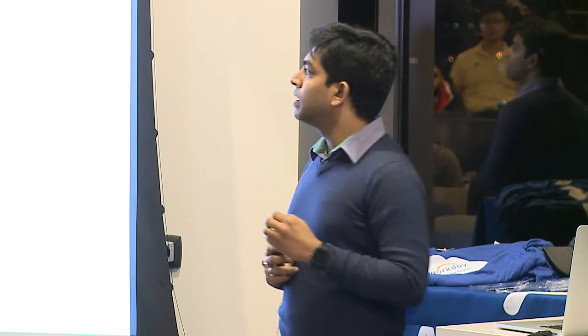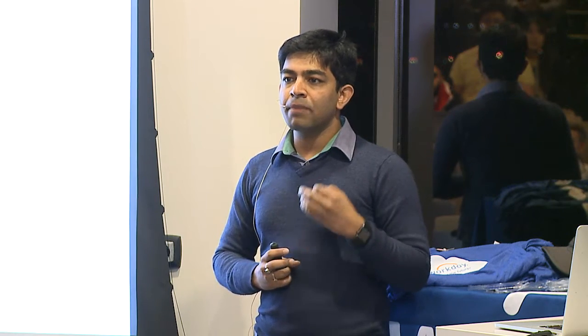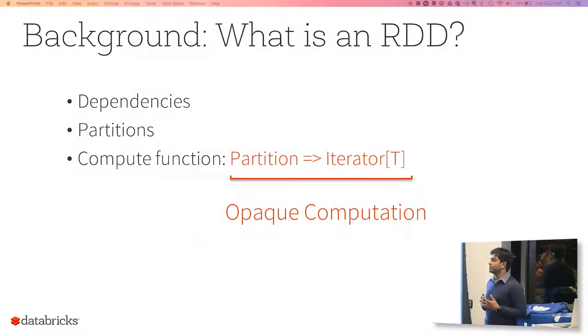And this simple API is actually powerful enough to support a wide range of libraries on top of Spark. In fact, every major library that you hear about, Spark SQL, data frames, data sets, Spark Streaming, all of these are built on this simple RDD API. But what's wrong with this API from a programmer's perspective?